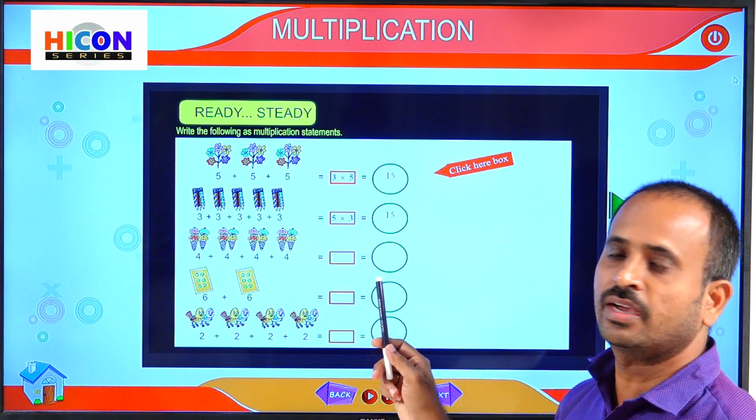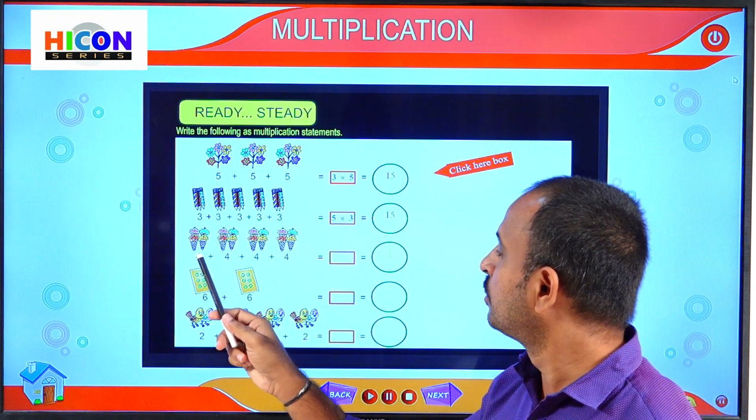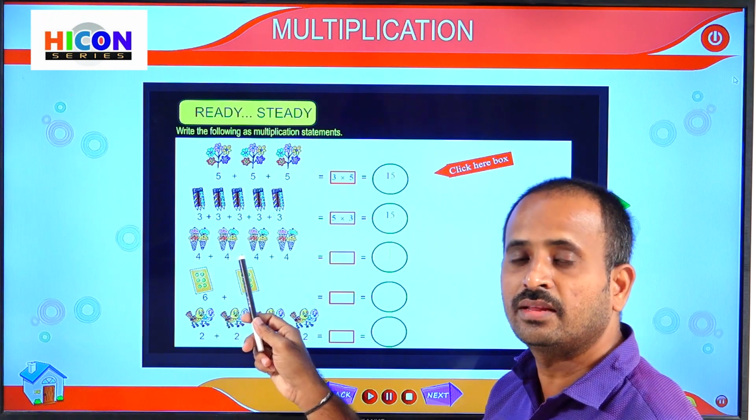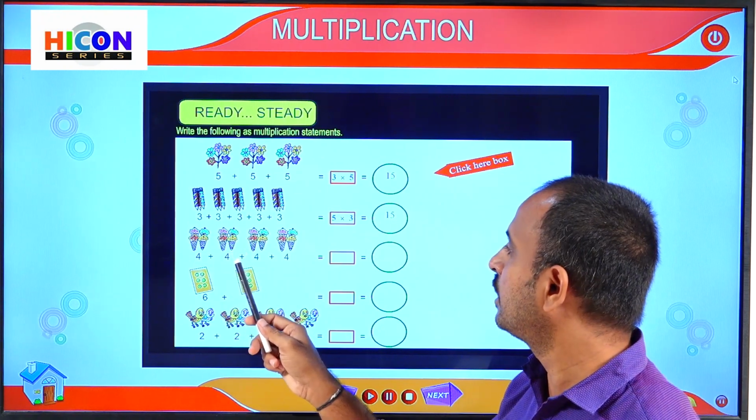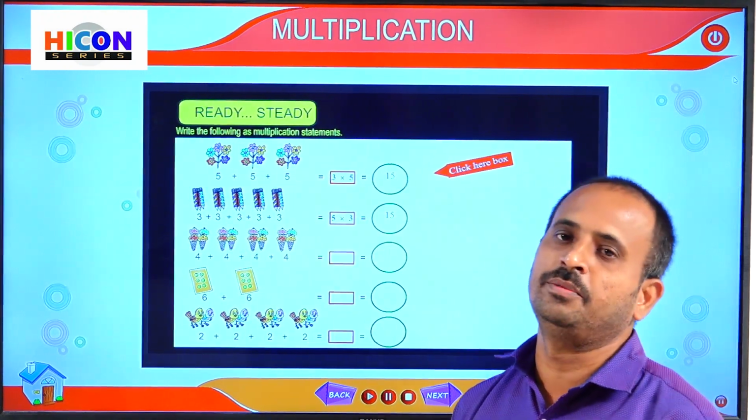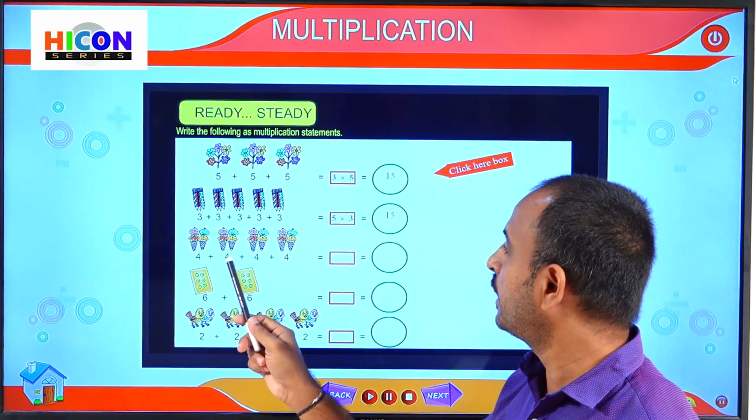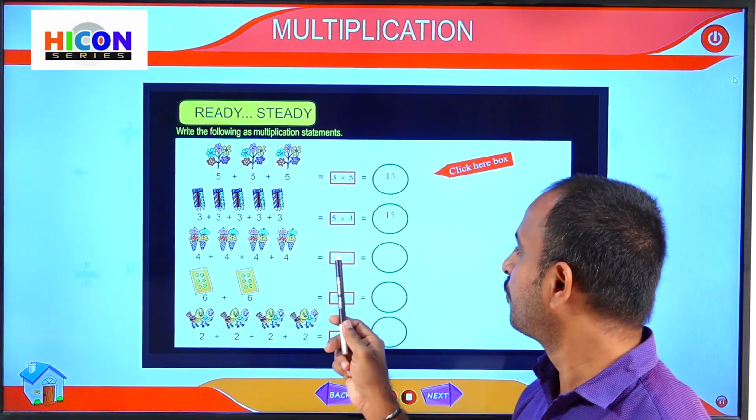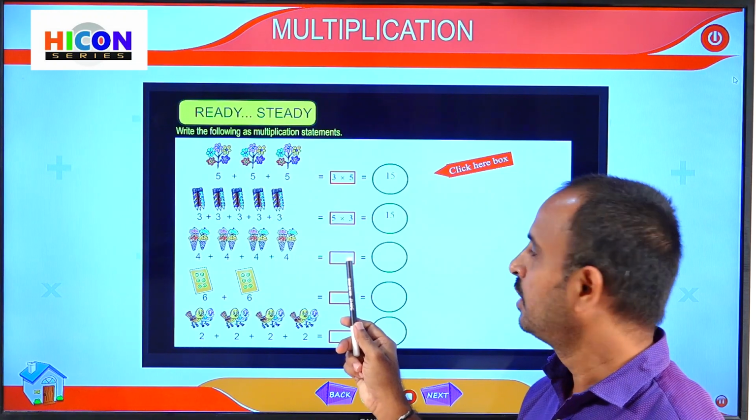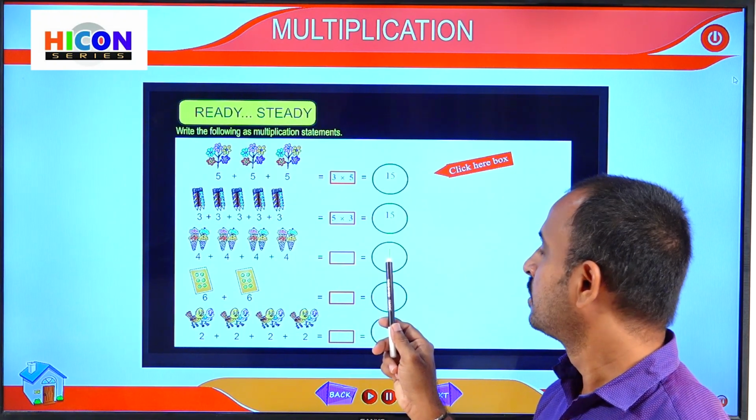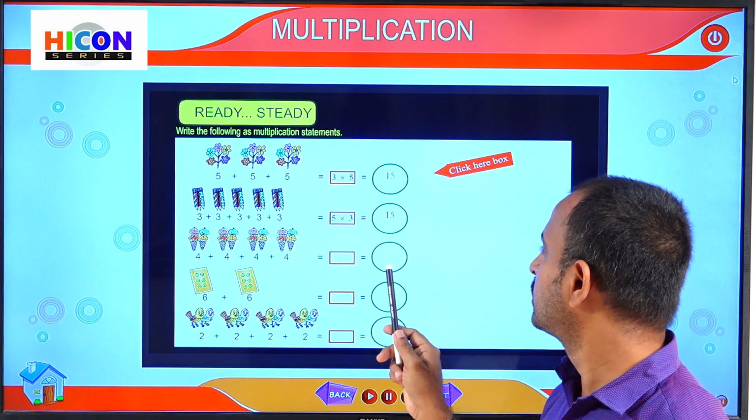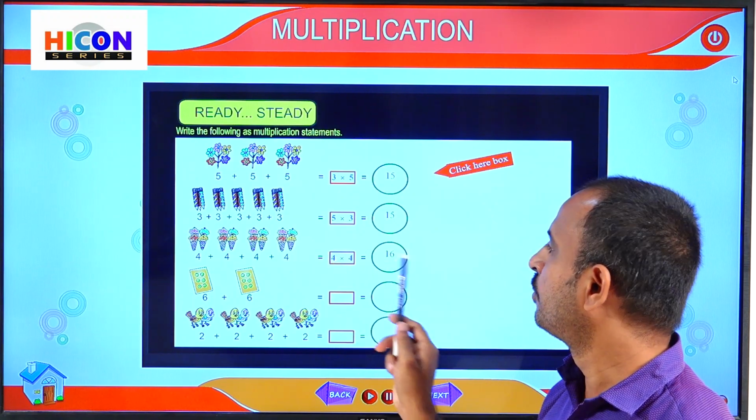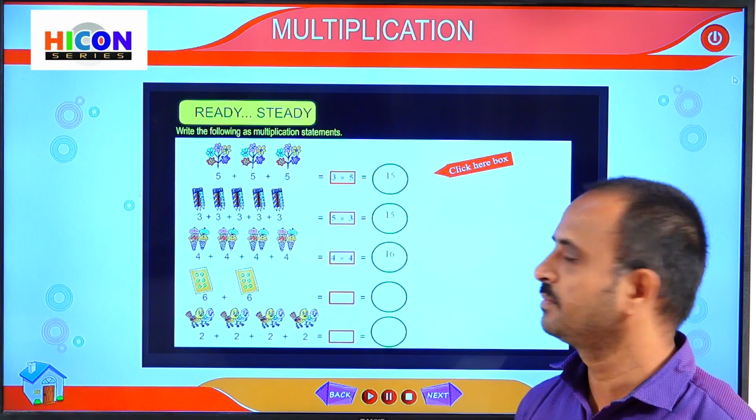Children, how can we convert this into multiplication? How many times do we have to add the number 4? We have to add the number 4, 4 times. That is 4 times 4. That is 4 into 4. That is 4 4s are 16. So write the 16 in this circle. 4 into 4, 4 4s are 16.